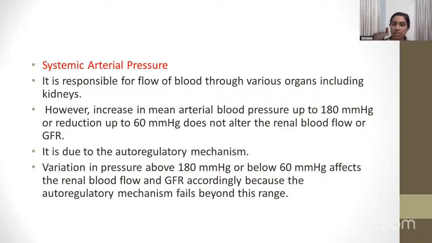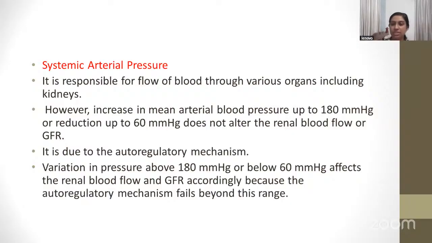So systemic arterial pressure is responsible for the flow of blood through various organs, including the kidneys, and hence when the pressure is increased, filtration will be more. But remember one thing: an increase in the mean arterial pressure up to 180 millimeters of mercury or a reduction down to 60 will not alter the renal blood flow or GFR because autoregulatory controls are there. From the range of 60 to 180, there is no change in GFR because of the autoregulatory mechanisms.